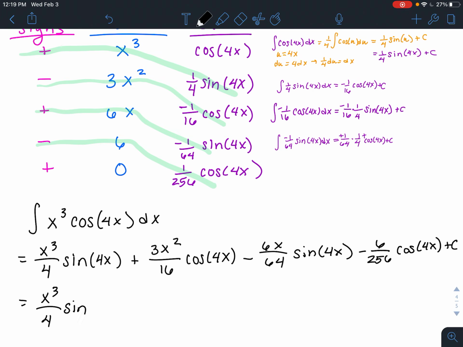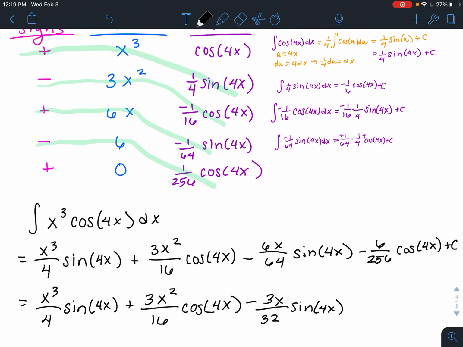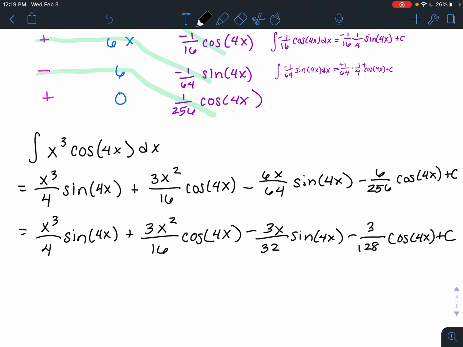So then I'm just going to rewrite the first two terms and then simplify my fractions. If I was doing this on a free response for an AP exam, would I need to simplify? No. So those are both divisible by 2, so this is going to be 3x over 32 sine of 4x. If I divide that by 2, yep, so it's going to be 3 over 128 cosine of 4x plus c.